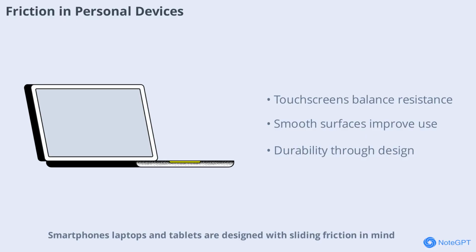Smartphones, laptops, and tablets are designed with sliding friction in mind. Touchpads and screens must have just the right amount of resistance for comfortable use. Designers test materials and coatings to create smooth, responsive surfaces. Managing friction is essential for creating devices that feel good to use and stand up to daily wear.